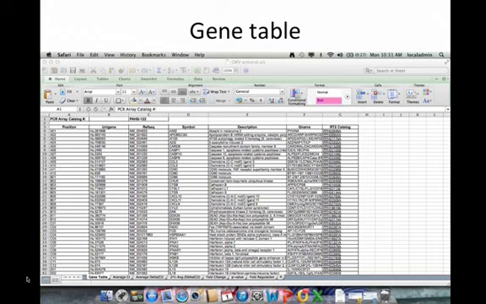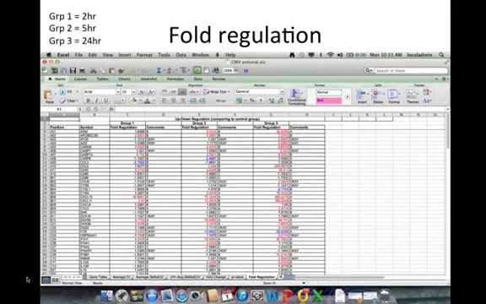Okay, so when you start to see things that you're interested in, you are going to be able to go back and see, well, okay, what gene is this? What does it do? And this is what the fold regulation tab looks like. So this is already normalized data. So the CT data is not useful to look at.